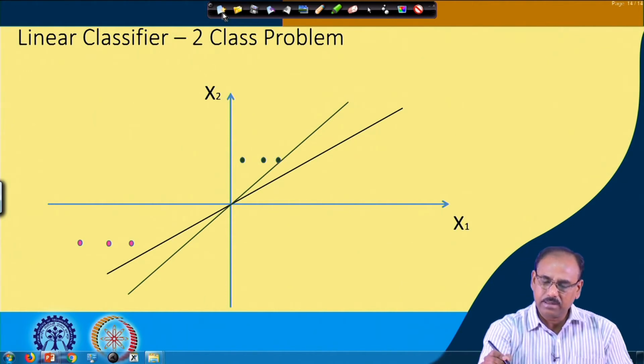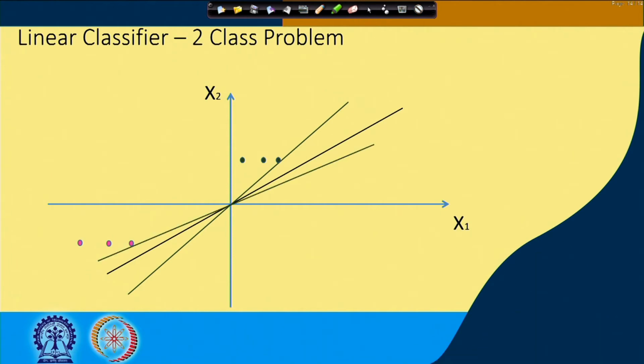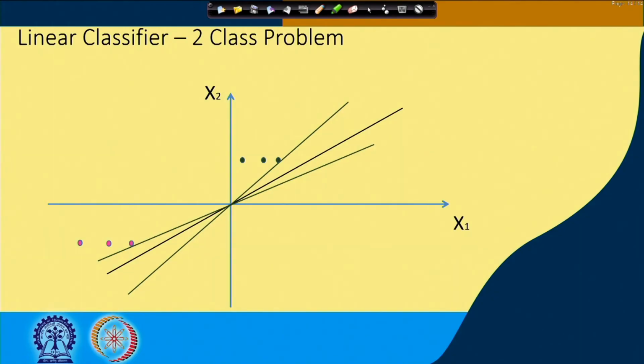In the same manner, if I rotate it in the clockwise direction, then this is the limit that I can have, because if I rotate it further in the clockwise direction, then this feature vector belonging to class omega 2 is going to be misclassified. So, this position and this position give me the limits of the separating plane.